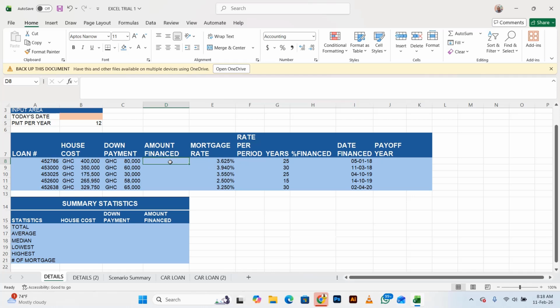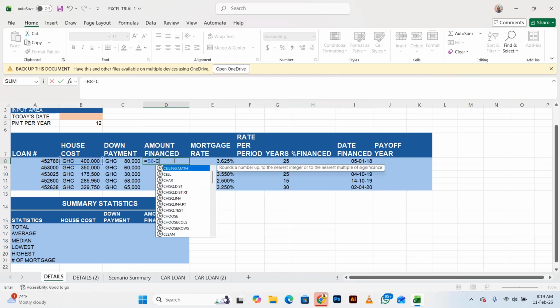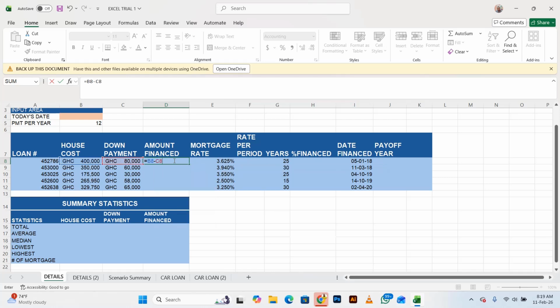So the amount financed is deducting the down payment from the total cost. So just as I said, equal to, and then you select this one, minus, you select this one, and then you click enter. This is the best method. But if you're a pro, you can just type equal to, and then you type B8 less C8. You will get the same thing, because this is B8 minus C8. You can choose to just select, pick the cell, or you can just key the formula like this. You are done. Because we have already done the Ghana cedis, it has already been done.